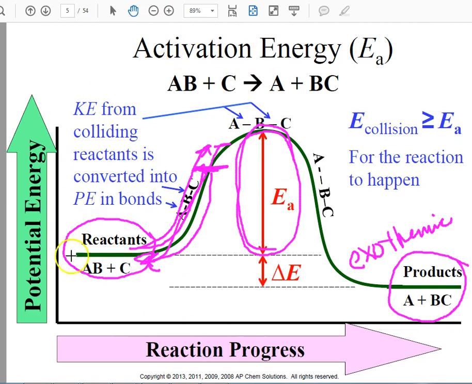So when they collide, they have to collide in the right orientation, but then they have to have at least this much energy, if not more. So that's what you see over here. The energy of the collision has to be greater than or equal to that activation energy, or no reaction occurs. So there's a lot of requirements. It's like a miracle that any reaction occurs. They got to collide, then they've got to collide in the right orientation, and then they have to have enough energy.